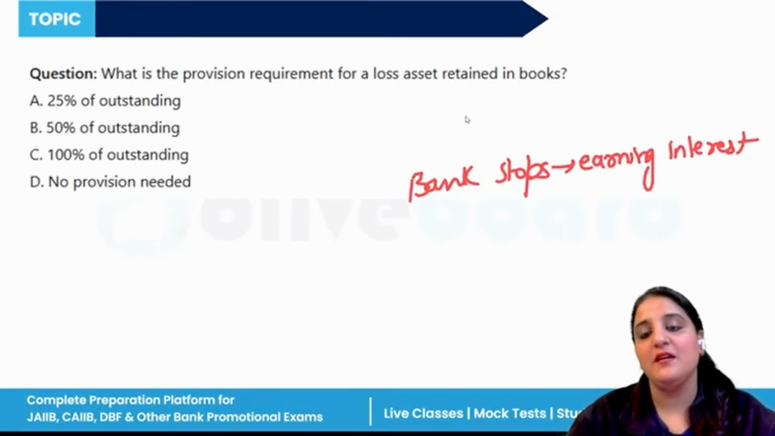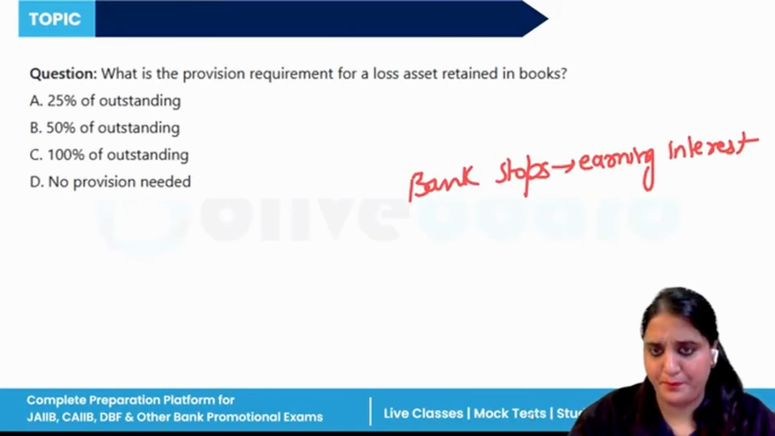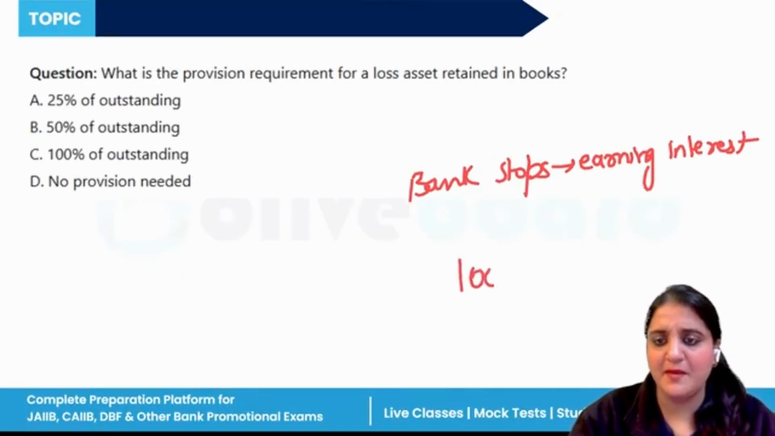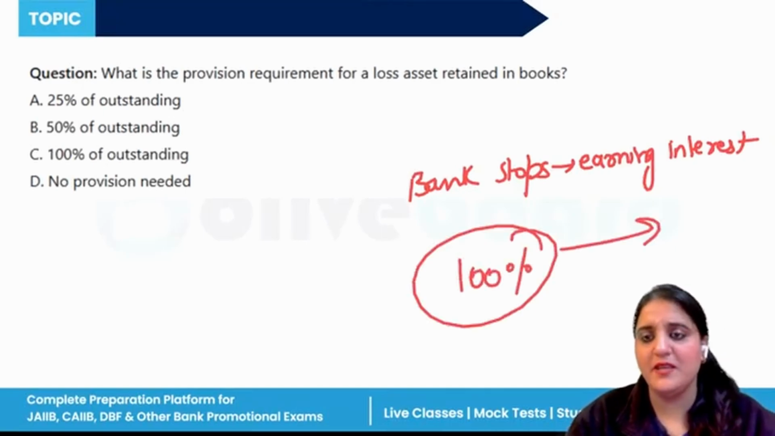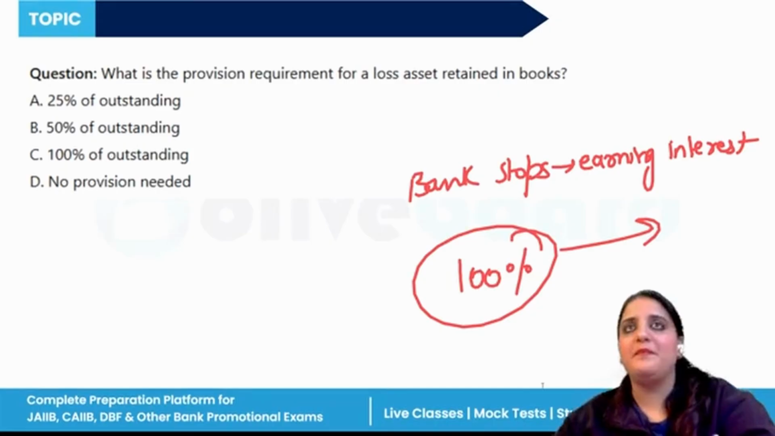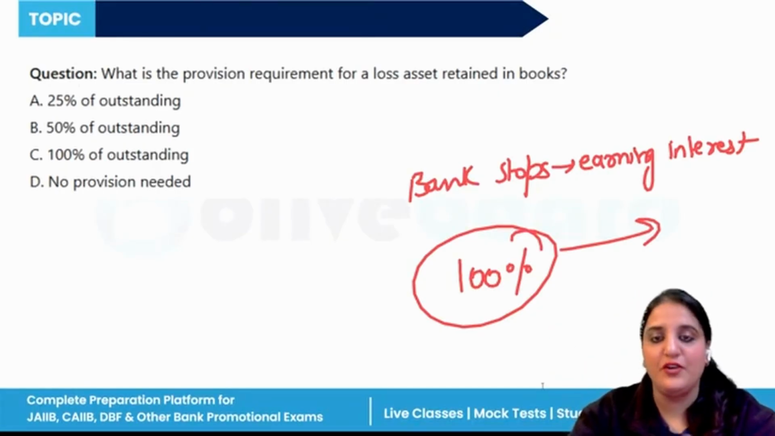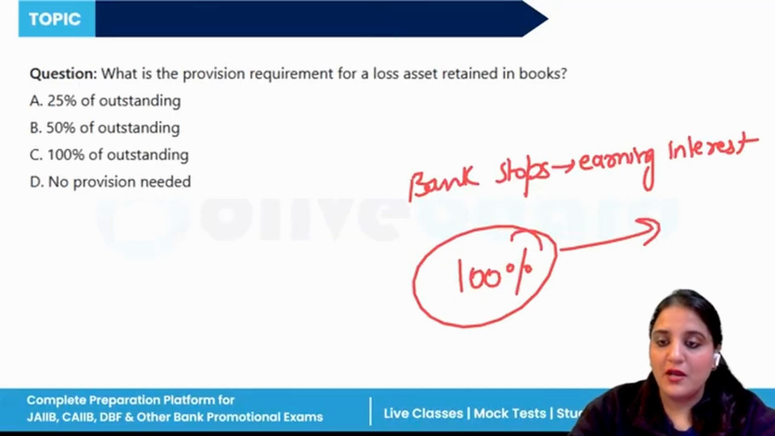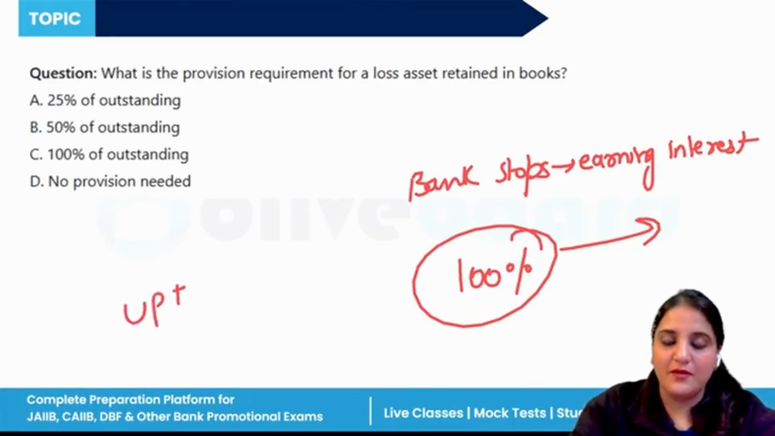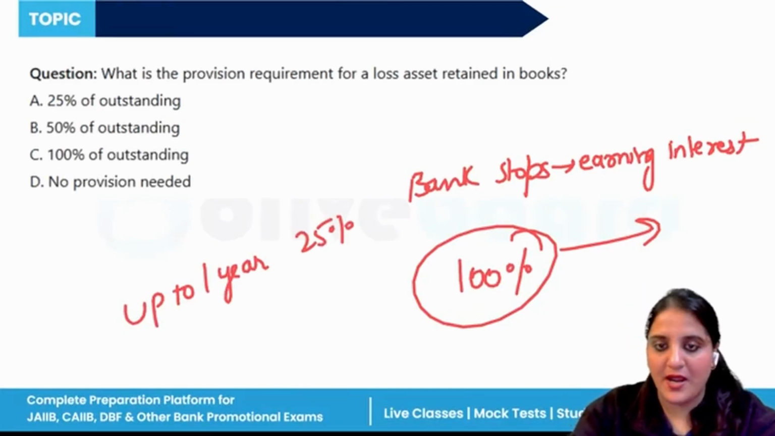Doubtful assets are basically, for the unsecured portion, 100% amount needs to be set aside, and for the secured portion, provision is based on the duration in the doubtful category. So if the doubtfulness is up to 1 year, in that case, 25% provision is required.